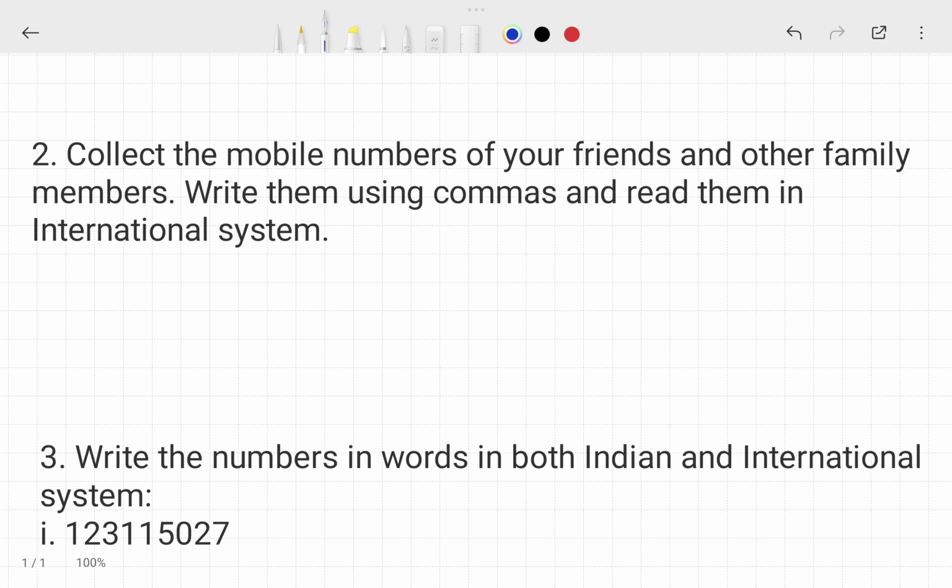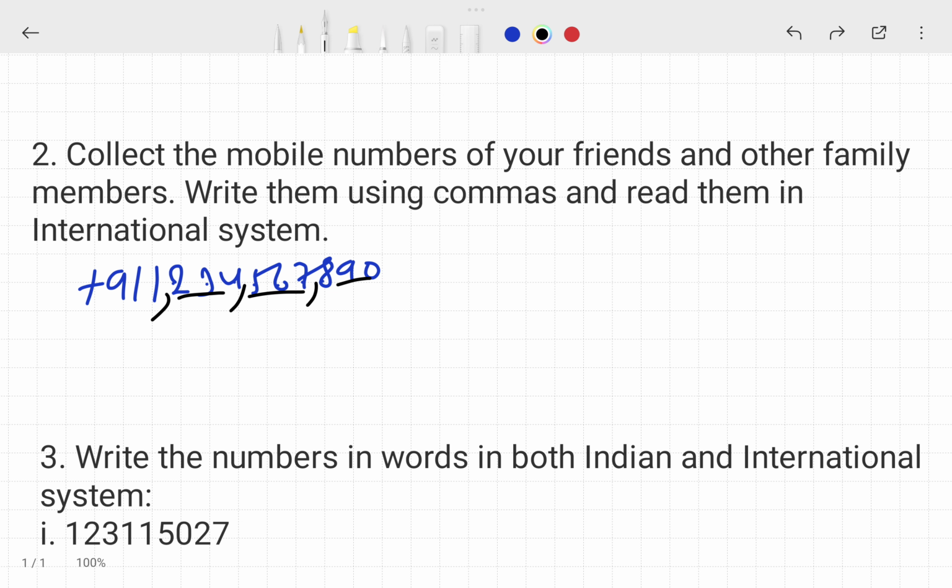The second question tells us to collect the mobile numbers of your friends and family members, write them using commas, and read them in the international number system. Indian numbers start with +91 and then something, like 1 2 3 4 5 6 7 8. How can you put commas in this? After 3 digits put a comma, after 3 digits put a comma, and after the last group don't put one.